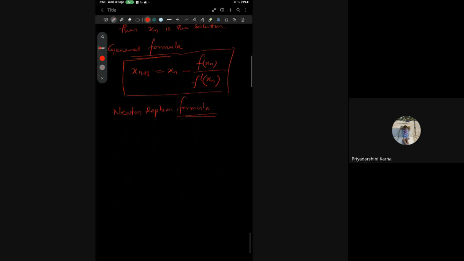So then we'll look at an example, and try to solve it using Newton-Raphson. Is that fine? So let us take an example. The equation is x cube minus 2x minus 5 equal to 0.